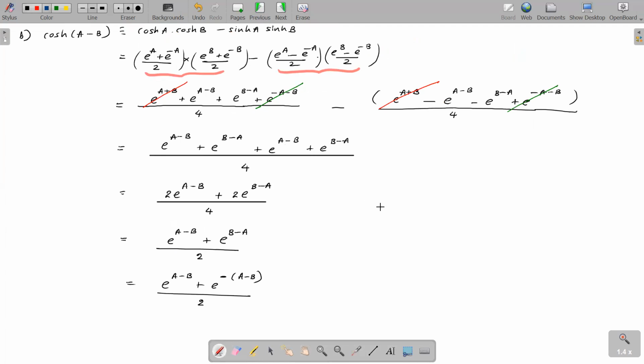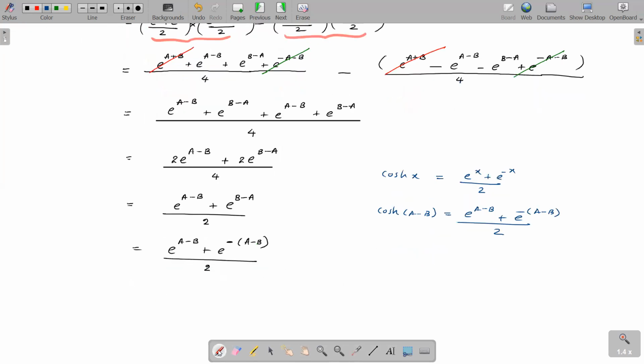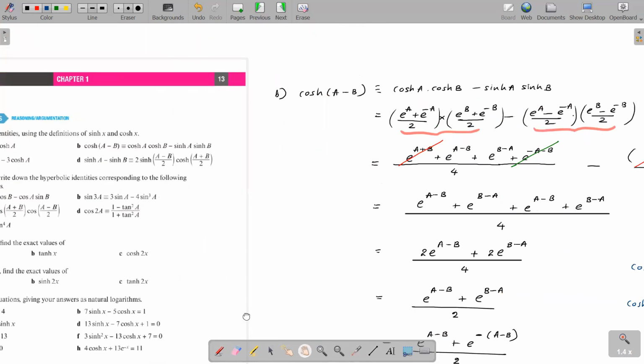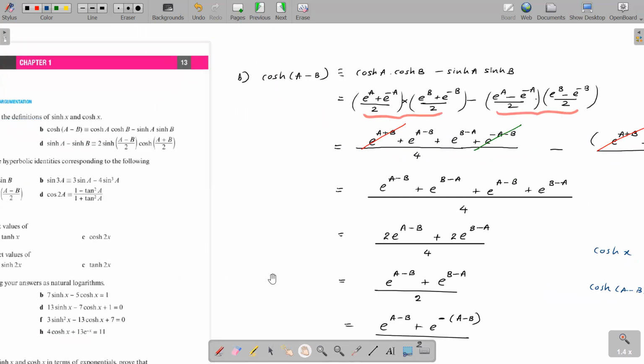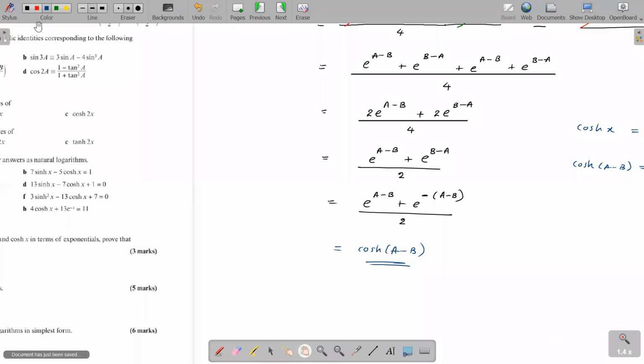Because cosh(a minus b), we know cosh x is e to the x plus e to the minus x, divided by 2. So cosh(a minus b), you replace x by a minus b, right, guys? e to the power minus. You can see we have an exact copy of cosh(a minus b). It's supposed to look like this, and this is exactly what we have over here. So I have generated cosh(a minus b), and thereby we got the proof, right? So we have our answer. We got the answer for part B. Okay, guys? So it's just a long simplification, but it's really simple.